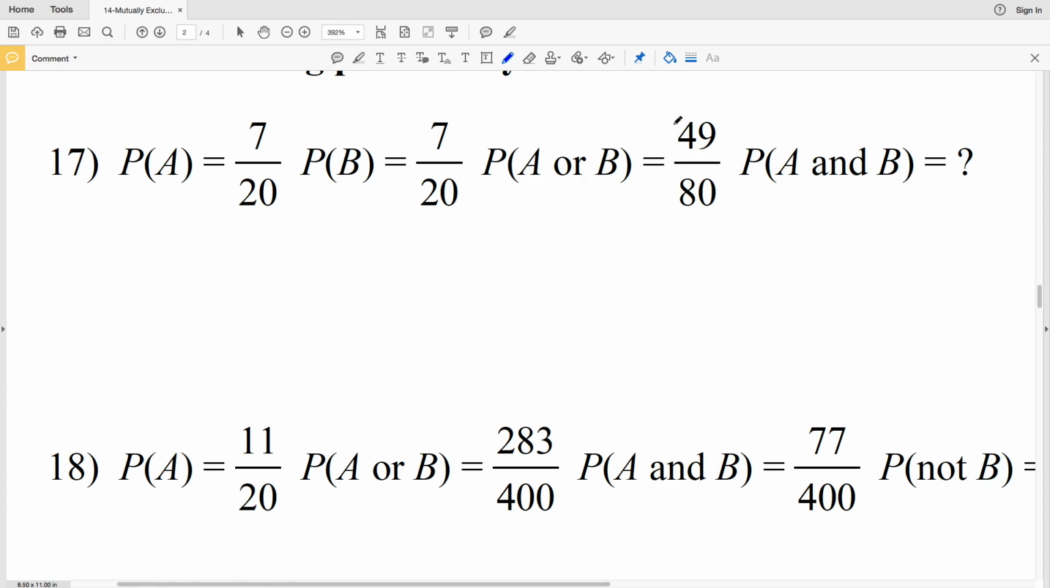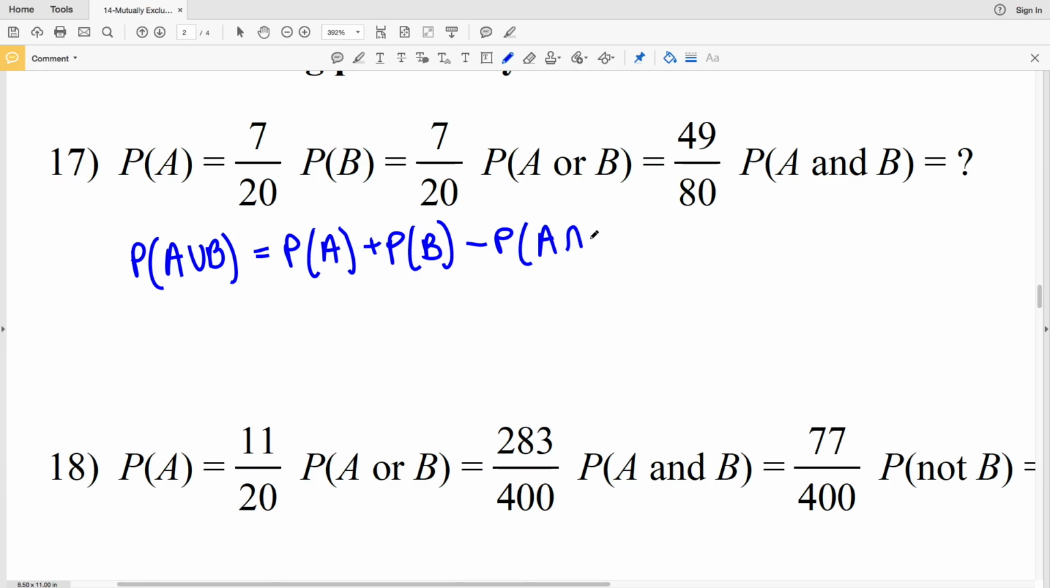Well, regardless of whether the events are mutually exclusive or not, the probability of A union B equals the probability of A plus the probability of B minus the probability of A intersection B. Now, if they're mutually exclusive, we know that this is 0, so we could just use this formula. But because we don't know whether they're mutually exclusive or not, we need to keep that probability of A intersection B in there because that's what we're solving for.